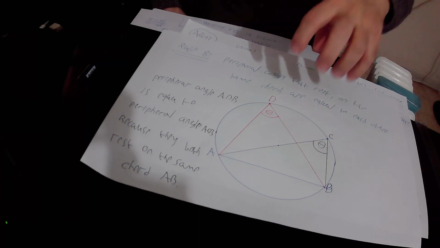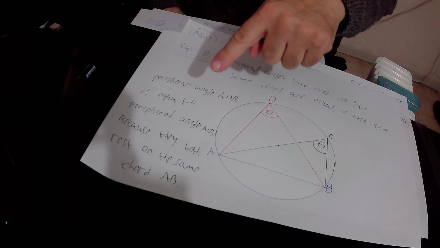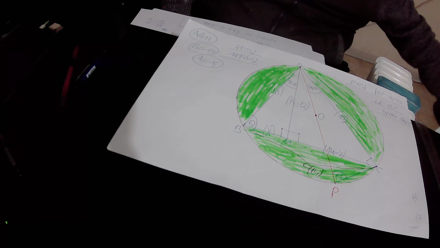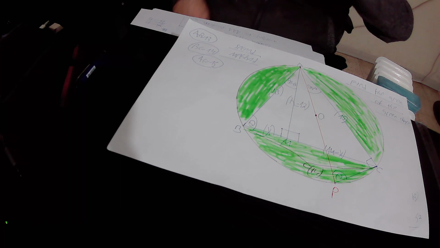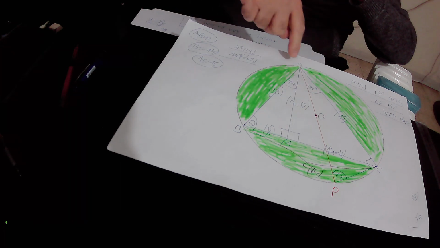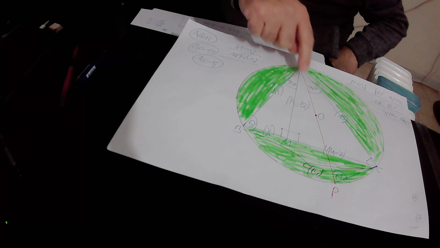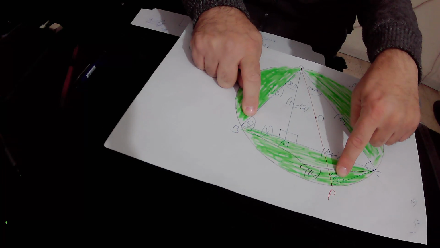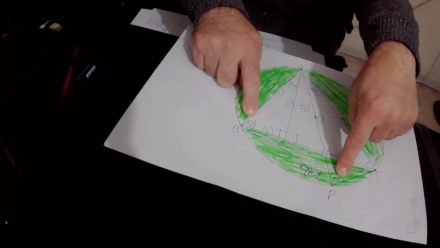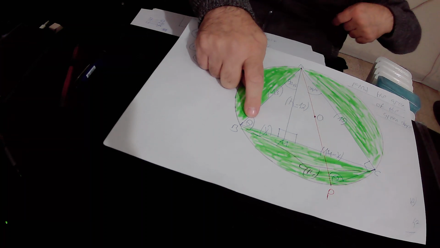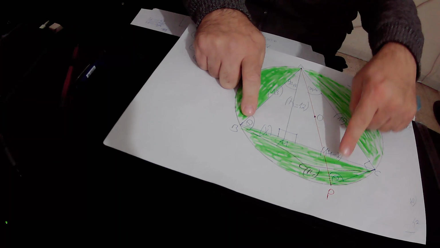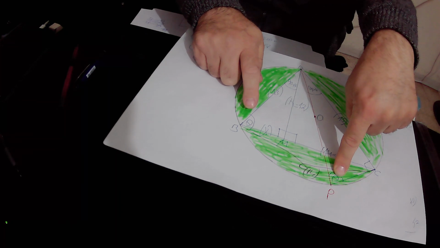Why? Because those two peripheral angles rest on the same chord called AB. We can implement rule number 8 in our drawing. In our drawing, we have peripheral angle ABC that rests on chord AC, and we also have peripheral angle APC that rests on the same chord called AC. Therefore, those two peripheral angles must be equal to each other. Why? Because they both rest on the same chord called AC. So if peripheral angle ABC equals theta, then peripheral angle APC must also equal theta.